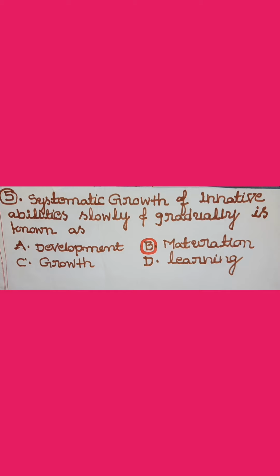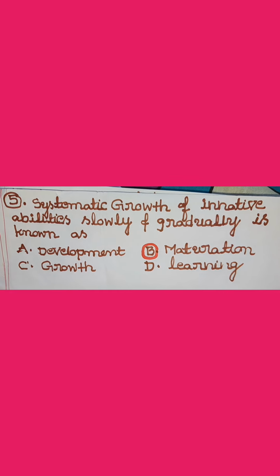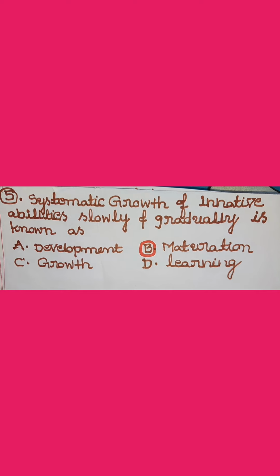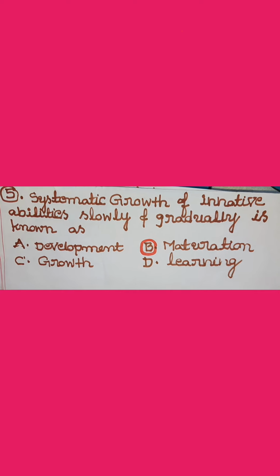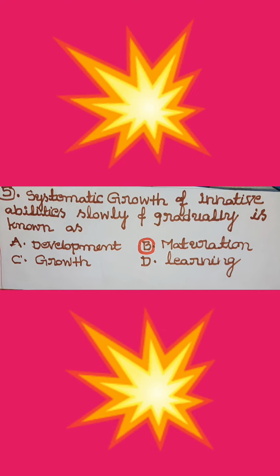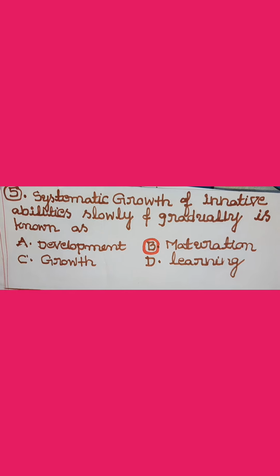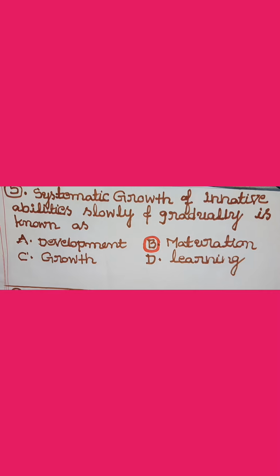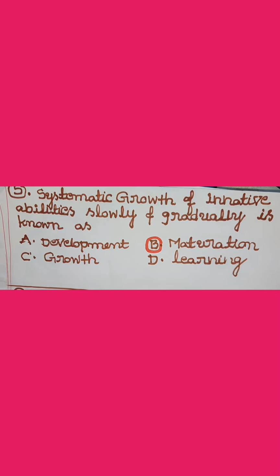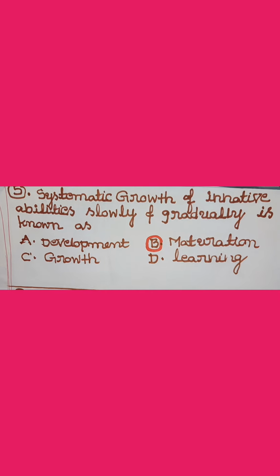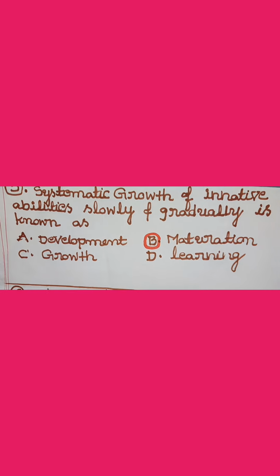Question number 5. Systematic growth of innate abilities slowly and gradually is known as: A. Development. B. Maturation. C. Growth. D. Learning. So here the answer is maturation.